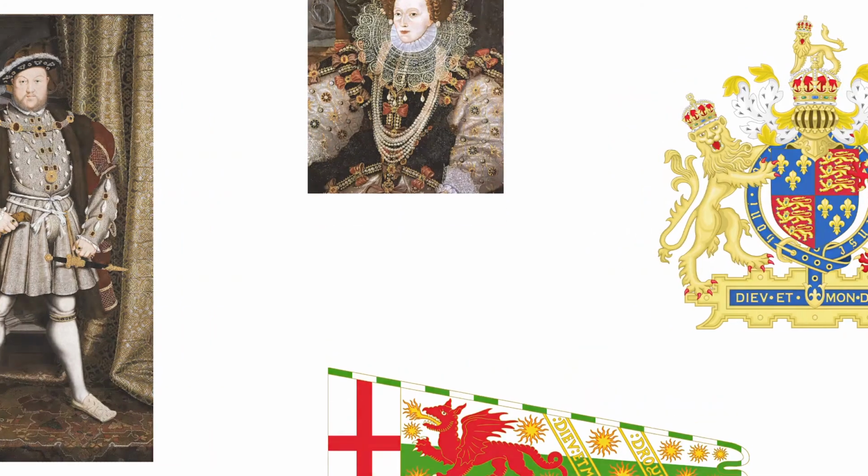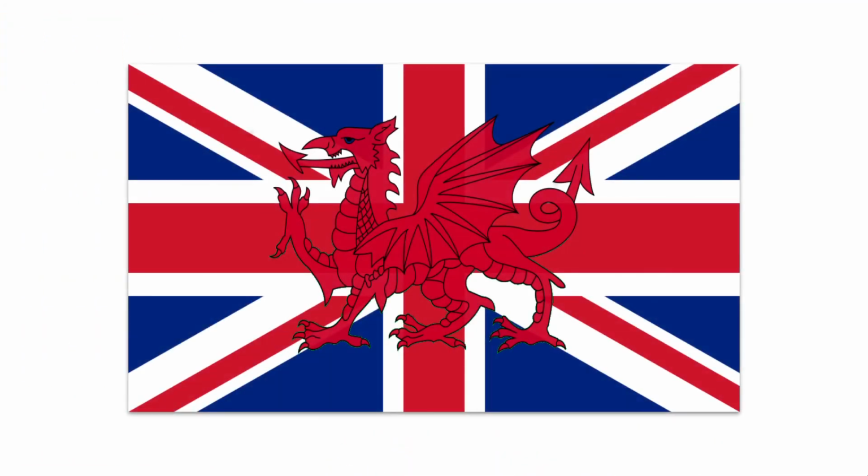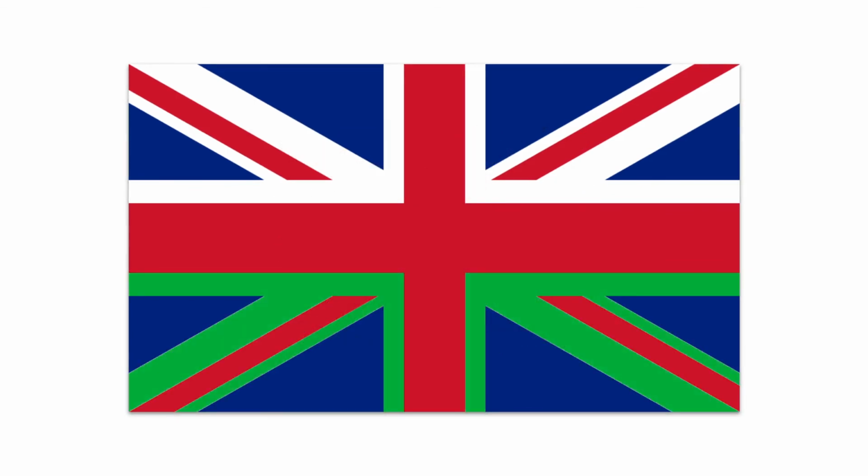So then why isn't there a great big red dragon in the middle of the Union Jack? Or at least a hint of green somewhere to show that Wales is a member of the Union? Well, because, frankly, no one's made a big enough fuss about it for someone to bother to put it there.